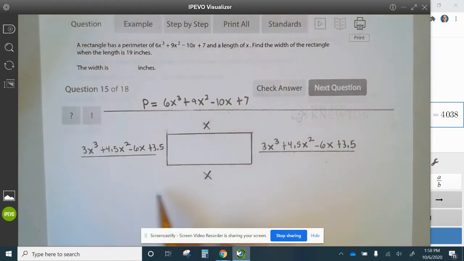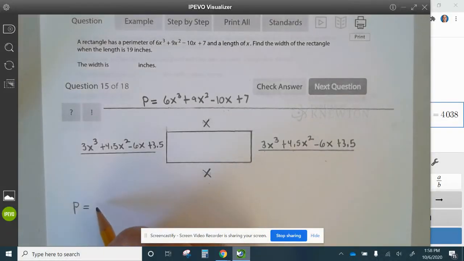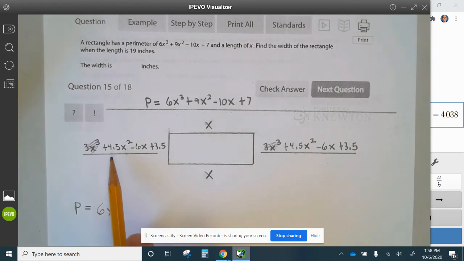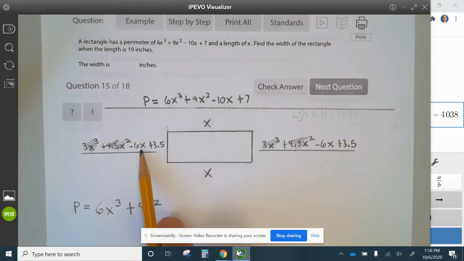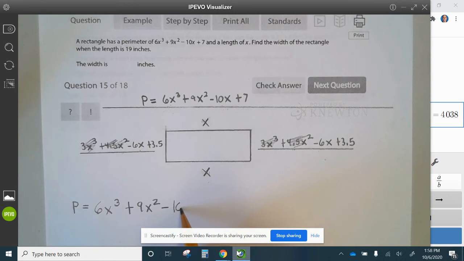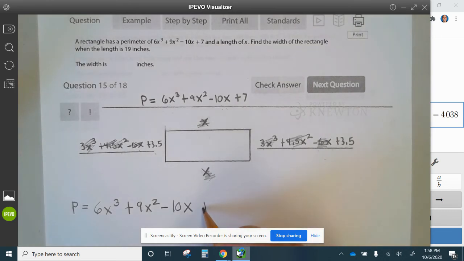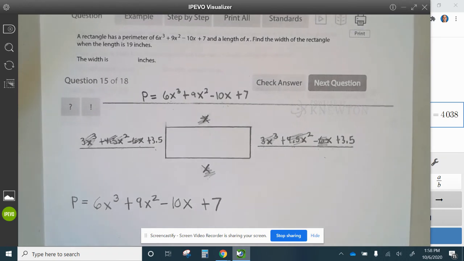Okay? So now when we add all this up, we should get 6x cubed. Okay? So let's check. So 3x cubed and 3x cubed is 6x cubed. Okay? 4.5x squared plus 4.5x squared is plus 9x squared. Negative 6x minus 6x is negative 12. Plus 2 is minus 10. And then 3.5 plus 3.5 is plus 7. Okay? So that checks.